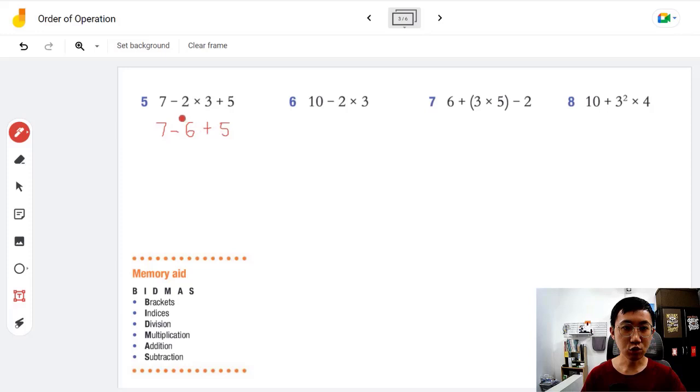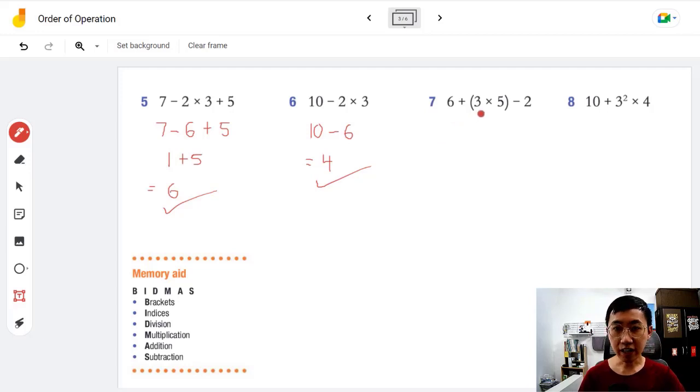Alright, so continue to choose either your minus or plus. They are of the same ranking, so you can choose either one. Let's do the first one first. Okay, so 7 minus 6, that's gonna be 1, plus 5, copy back. So you have to show a lot of working, and then you're gonna write your final answer, 6. Okay, so let's do this. Minus and multiply, do multiply first. So copy 10 minus 2 times 3, do and get 6. 10 minus 6, that you get 4 for the answer.